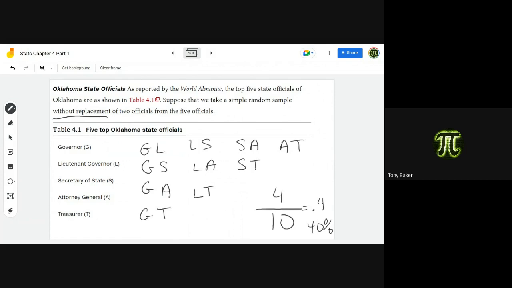Same rules apply when you're rounding. You want to go to 3 decimal places. So in this case, it's 1, so we don't have to worry about it.